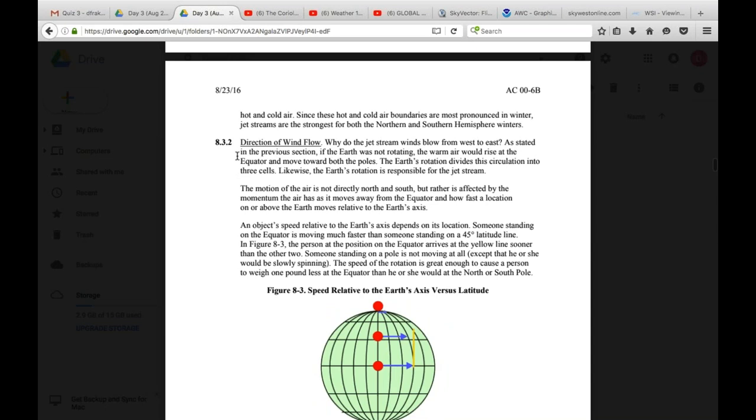So direction of flow. Why do the jet stream winds blow from west to east? As stated in the previous section, if the Earth was not rotating, the warm air would rise at the equator and move toward both the poles. The Earth's rotation divides the circulation into three cells. Likewise, the Earth's rotation is responsible for the jet stream.